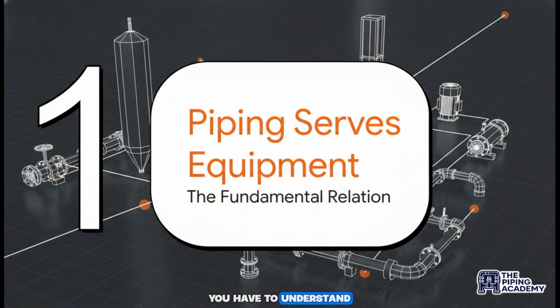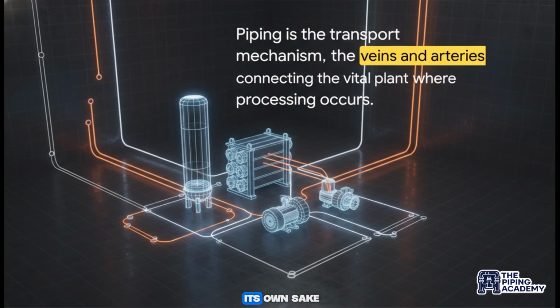You have to understand that piping exists to serve the equipment, not the other way around. Look, piping doesn't exist for its own sake. Nobody builds a refinery just to admire the pipes. We build them to process fluids, and that processing happens inside the equipment. Columns separate things. Exchangers transfer heat. Reactors cause chemical conversions. The piping, well, it's just the transport mechanism. It's the veins and arteries that connect all these vital organs.